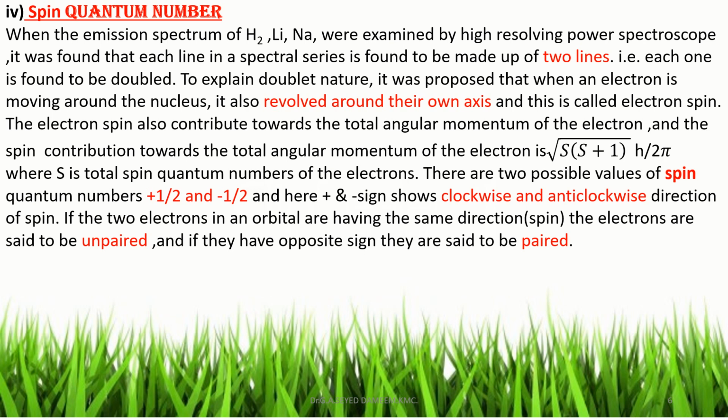If the two electrons in an orbital have the same spin, the same direction, the electrons are said to be unpaired. And if they have opposite sign, they are said to be paired electrons. That is, if electrons have plus half and minus half values, then we say the two electrons are paired. If the two electrons have plus half and plus half, then we say the electrons are unpaired.